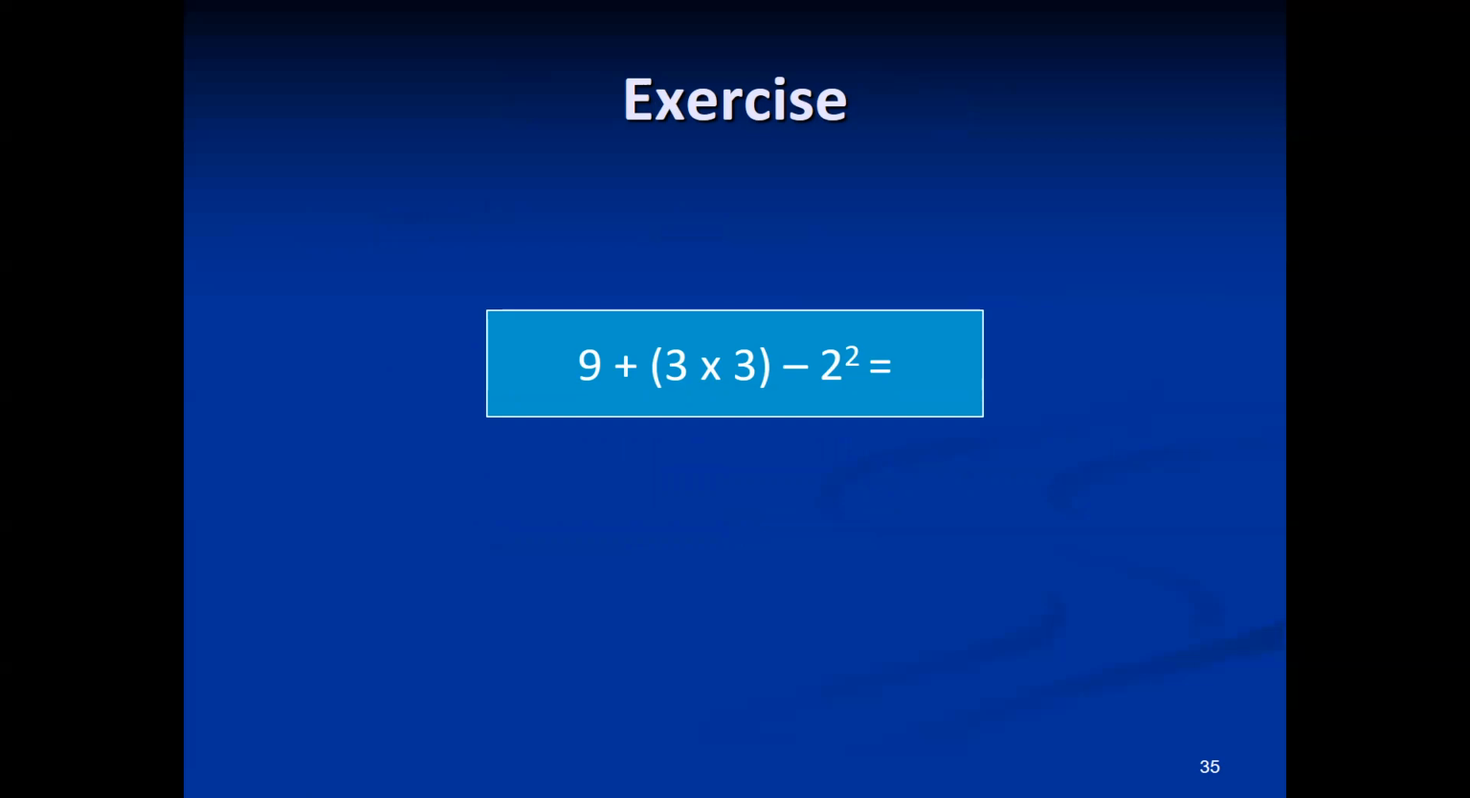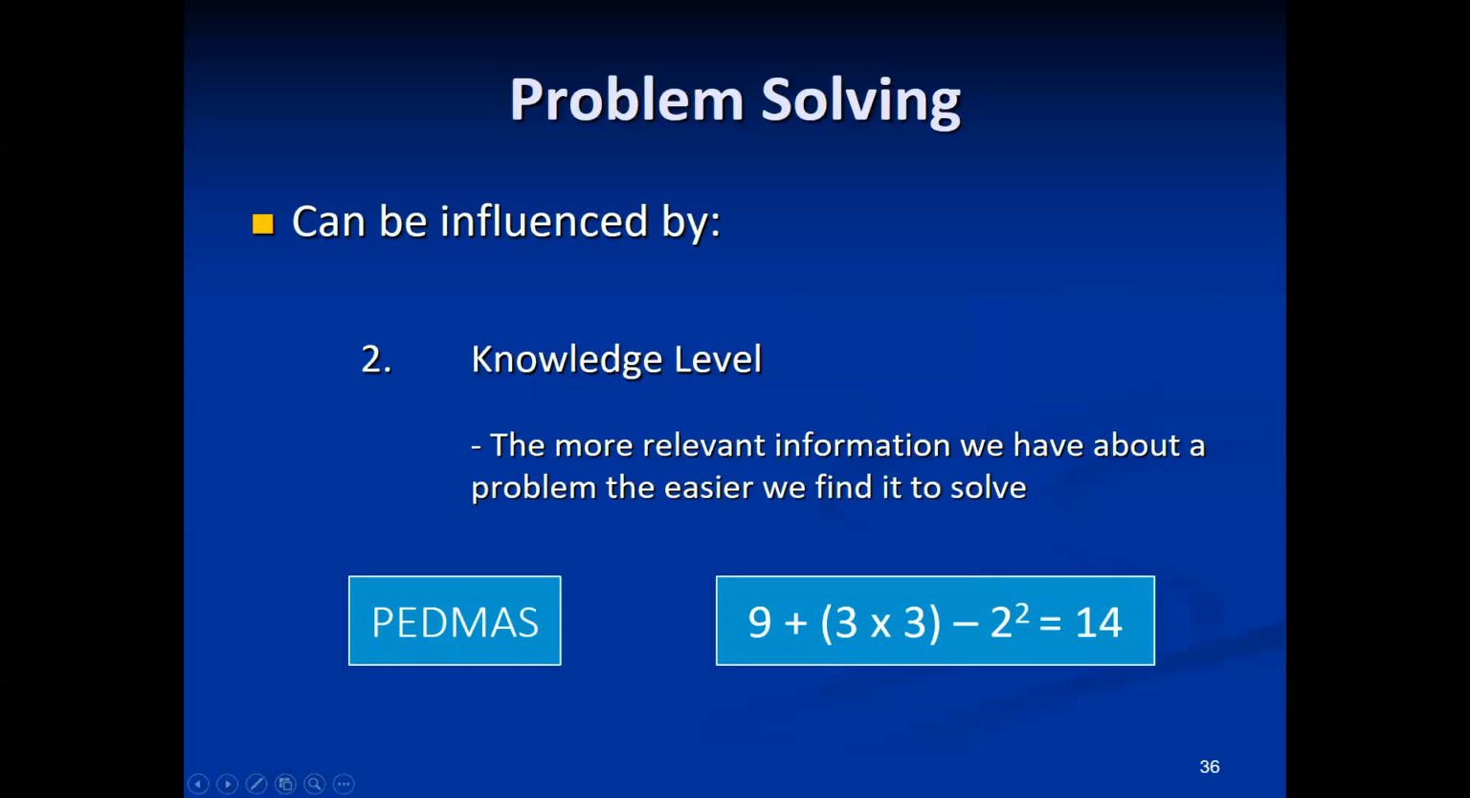Some people will find the problem easy, others much harder. This exercise illustrates another factor that influences our ability to solve problems. That is, another factor that influences our ability to solve problems is knowledge level. The more relevant information we have about a problem, the easier we find it to solve.